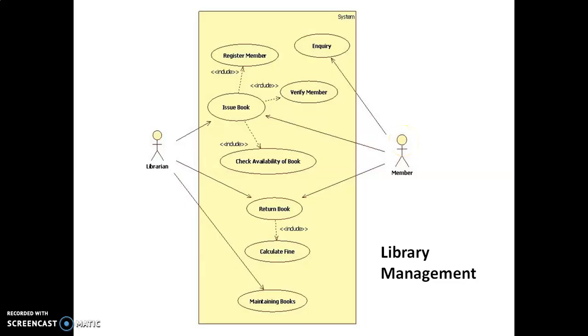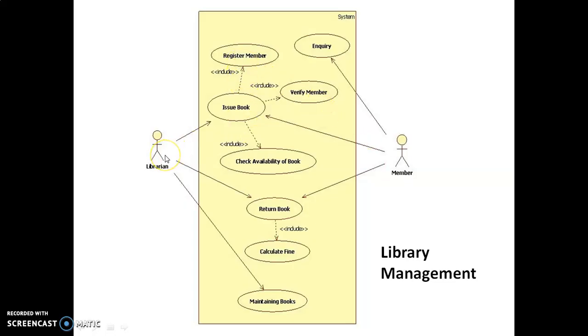Listen carefully and remember one thing: the different kinds of actors must be shown outside the boundary. That means whatever the rectangle is, the actors must be outside of it. You cannot show these actors inside this rectangle. Then we have to draw the different use cases, that means the roles performed by the librarian as well as the member.